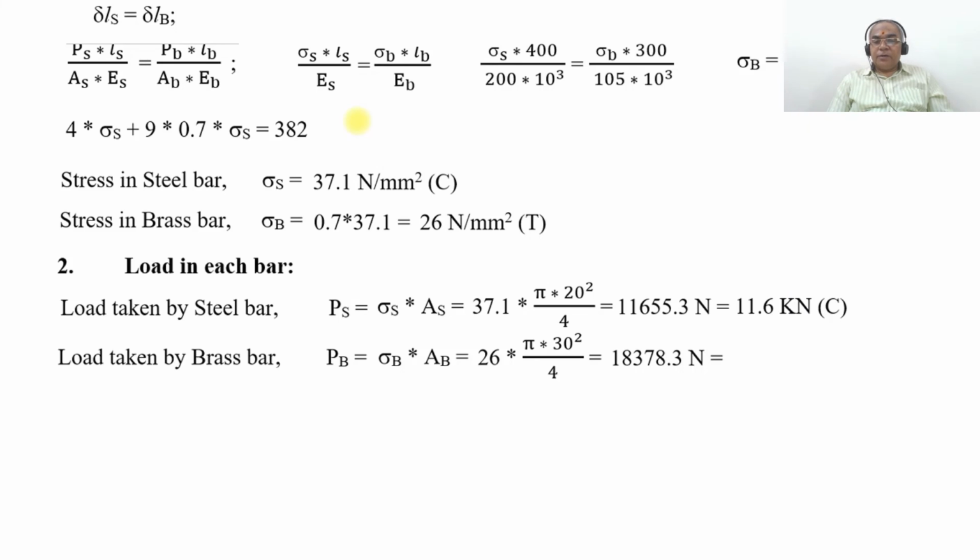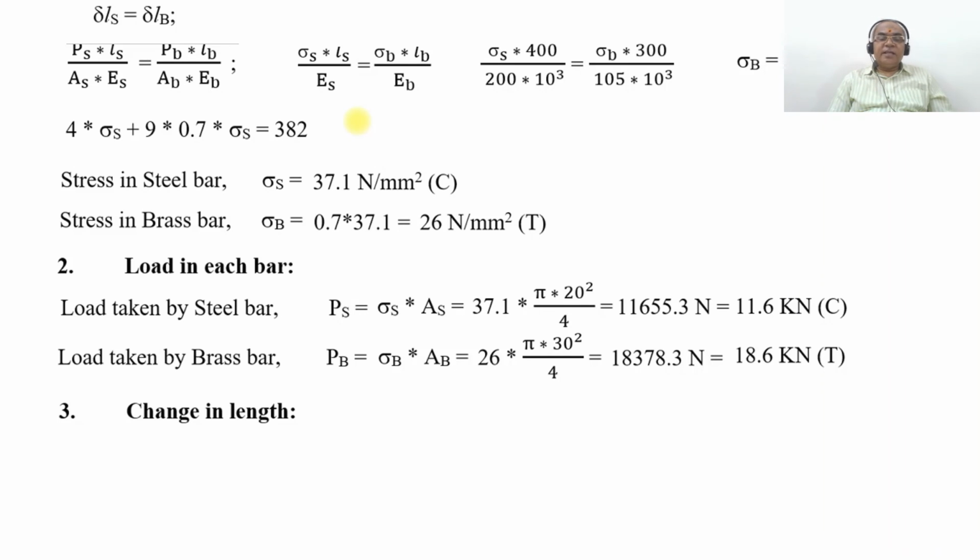18,378.3, which will be equal to 18.6. So it will not be 18.6, it will be 18.4 kilonewton, because you are rounding up to the nearest value. It will be 18.378 to be exact, or 18.4 kilonewton in tension.